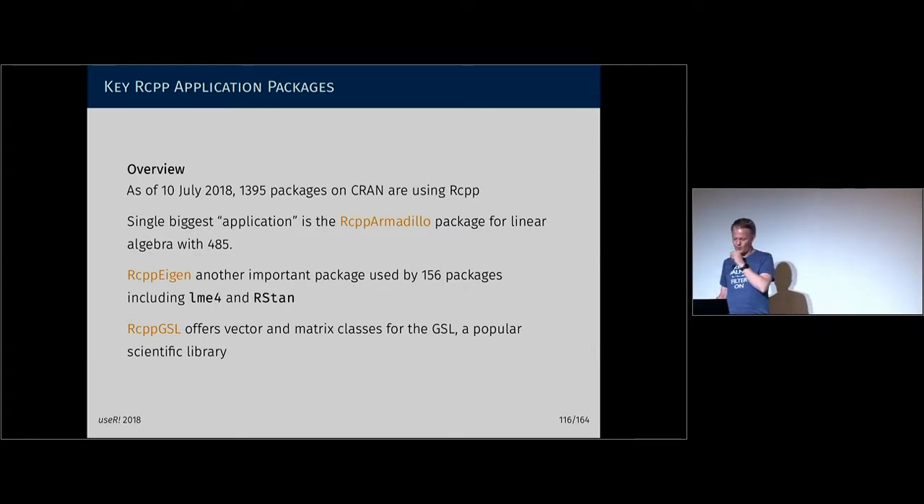As of yesterday evening, almost 1,400 packages on CRAN using Rcpp, which is mind-boggling. Among those, the biggest one is RcppArmadillo, with almost 500, which is also stunning. Another big one is Eigen, which is used, among others, by lme4 and RStan. Eigen is sort of an alternative to Armadillo, which I personally use less. It, at one point, had a reputation of being more powerful or more performant or richer.